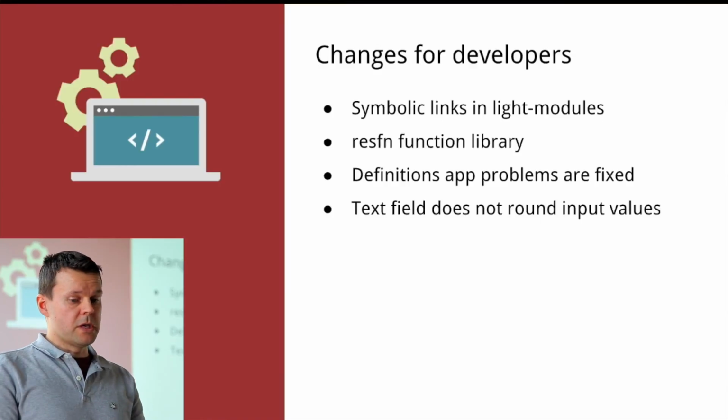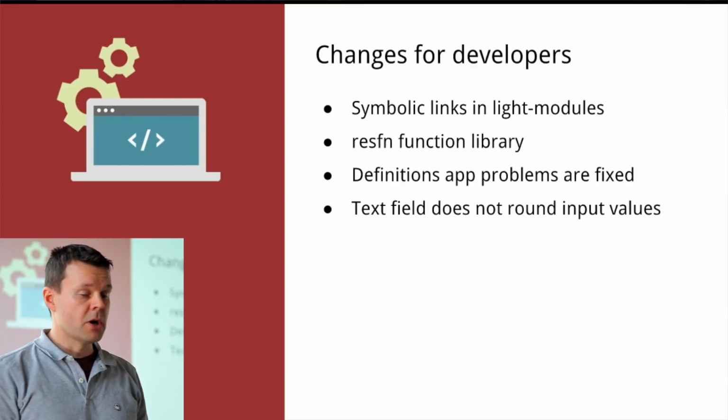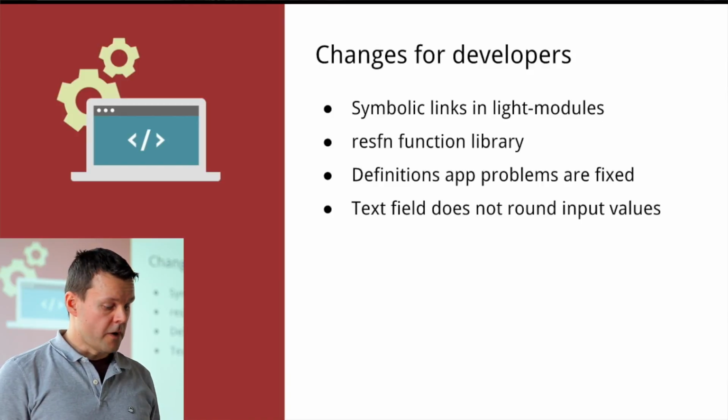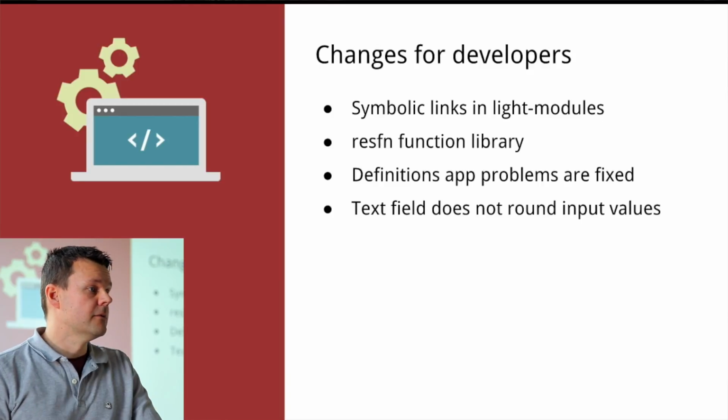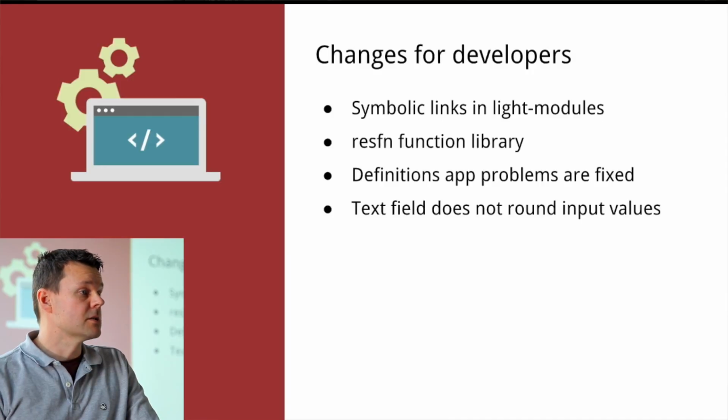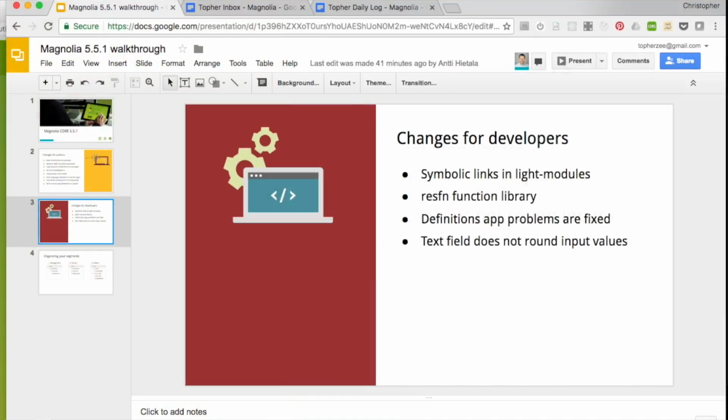And for developers, we have changes. Symbolic links now work in light module directories. There's a new function library called resfn for resources. We fixed a whole bunch of problems in the definitions app, and finally made a fix in the text field so that it doesn't round up long input values. I'm going to start with the author improvements.